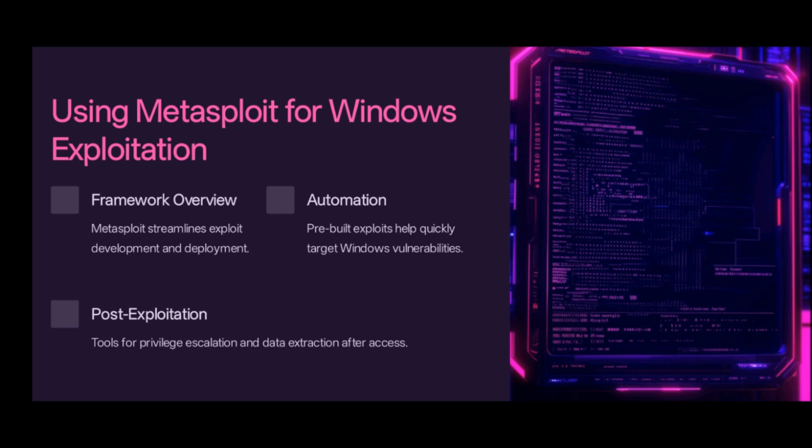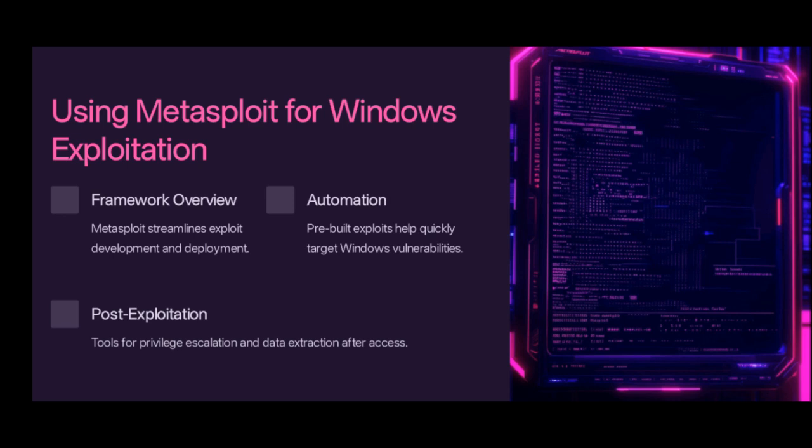2. Exploiting Windows with Metasploit. Step 1. Reconnaissance. Using tools like Nmap or Metasploit scanners, attackers identify open ports, services, and OS versions to find weaknesses. Step 2. Vulnerability identification. Attackers search for known vulnerabilities, e.g., MS17-010, PrintNightmare, that match the system's software and configuration.